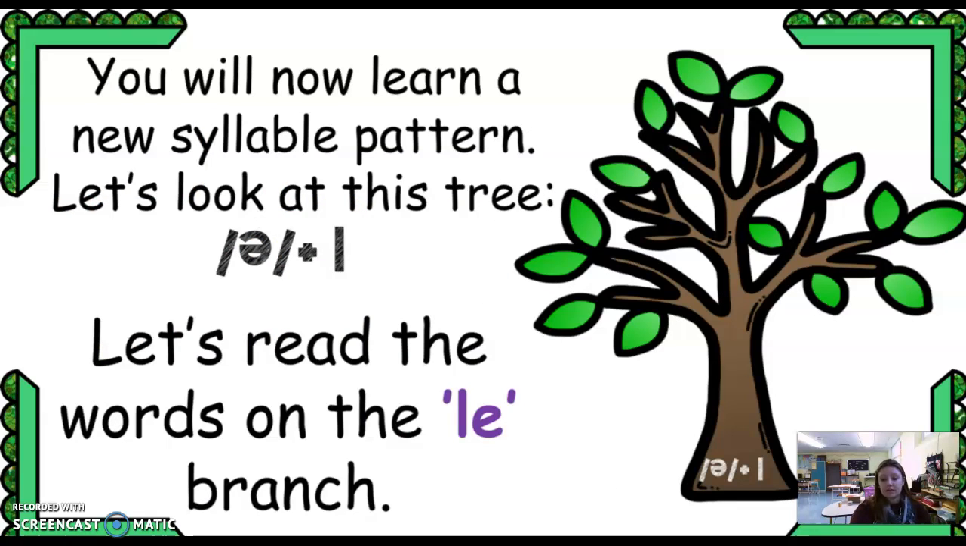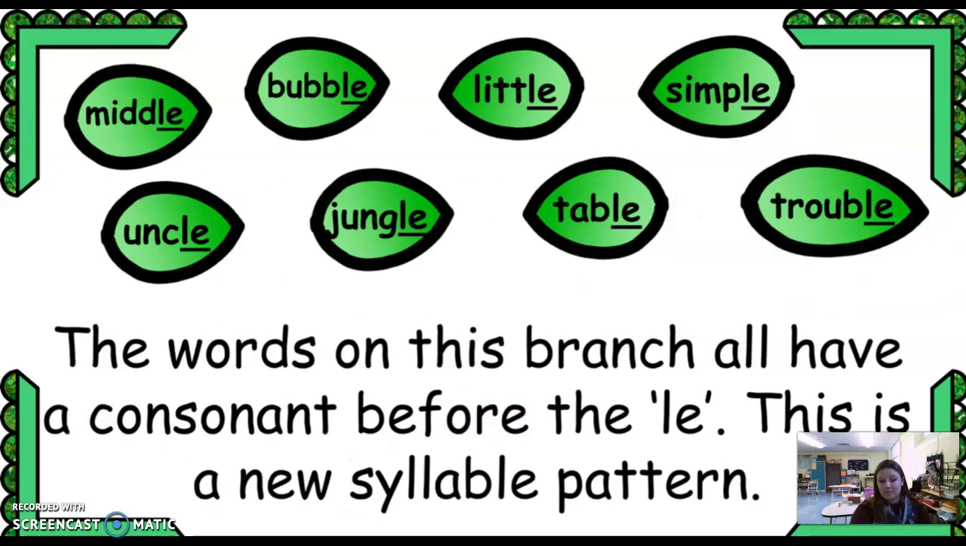So we're going to read some of our ul words that will go on our schwa plus L spelling tree. Repeat the word after me. Middle, uncle, bubble, jungle, little, table, simple, trouble. Very good. All of these leaves use the LE to make the ul sound. That's our schwa plus L.